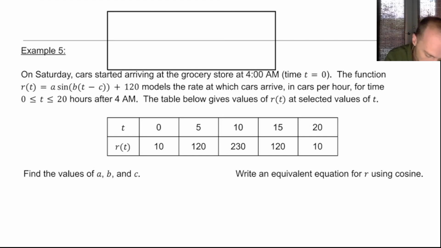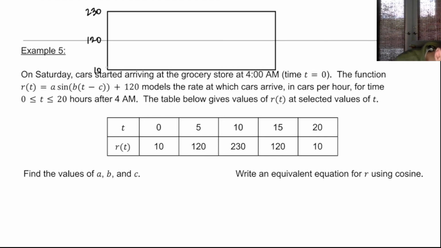T equals 0, we're starting at 10. So it goes 10, 120, 230, 120, 10. Okay, so it looks like 10 is the minimum and 230 is the maximum. Right, we know that 120 is the midline, and actually that horizontal line is just in the perfect spot. So 10 is the minimum and the maximum is 230.